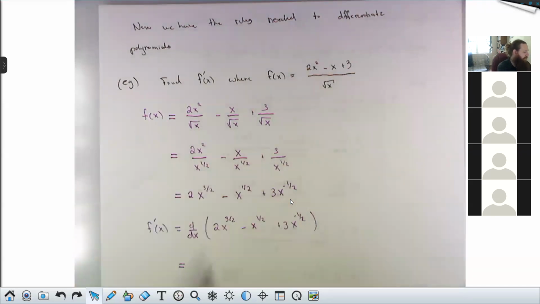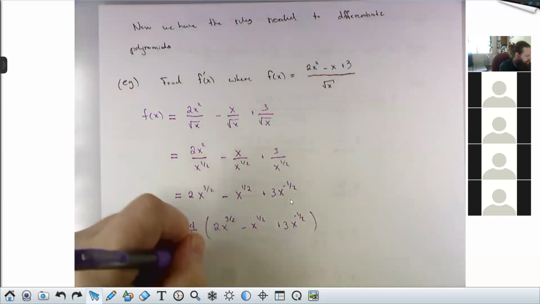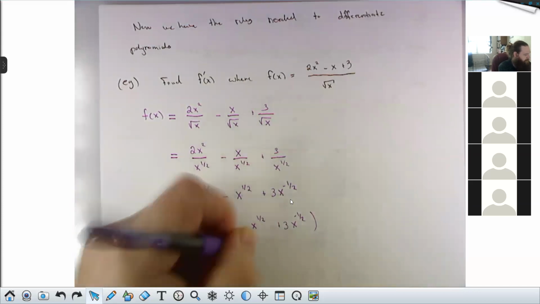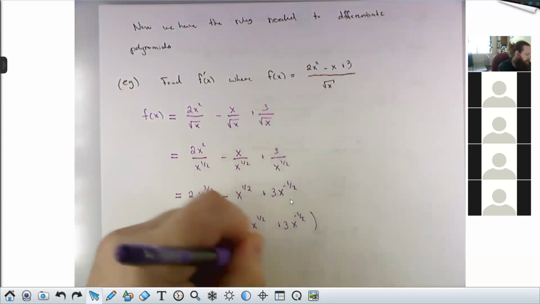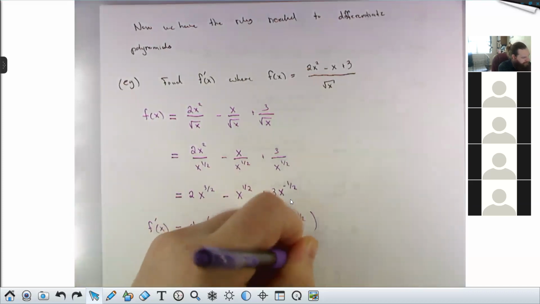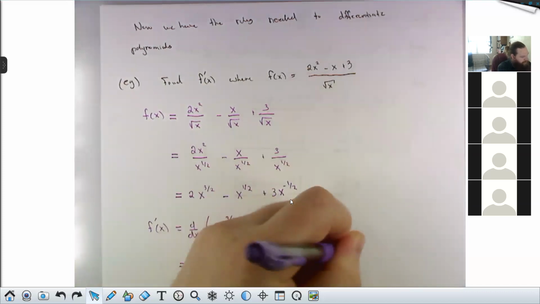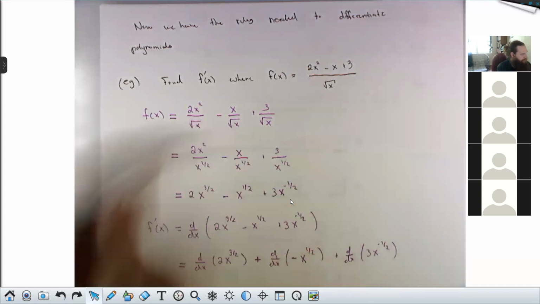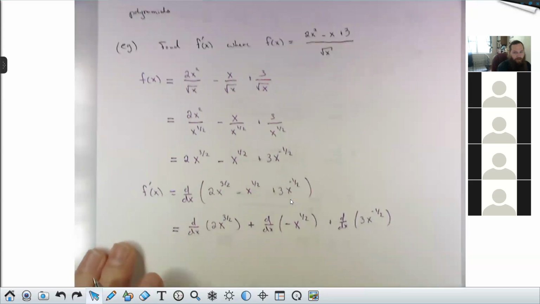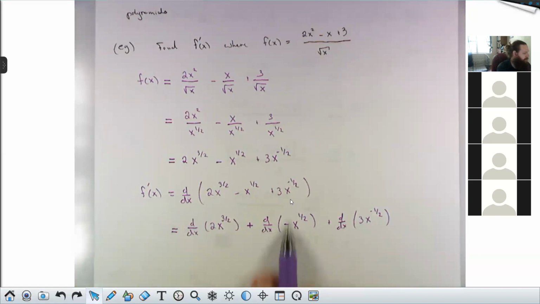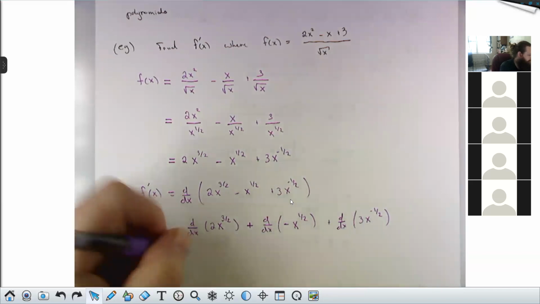And then I can split up over these sums and differences. If we're really being careful here, I'd write this as plus d dx of negative x to the 1/2, and then plus d dx of 3x to the negative 1/2. So that's applying my sum rule twice. And then the constant multiple rule tells me this 2 can pop out, this negative 1 can pop out, and this 3 can pop out.